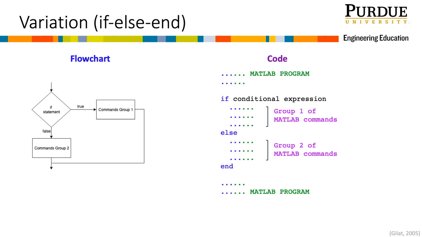Another variation is the if-else-end structure. Notice at the decision point, if the condition on the if is true, it executes commands in group 1. If the condition is not true, the program executes the commands in the else statement, which are the group 2 commands.